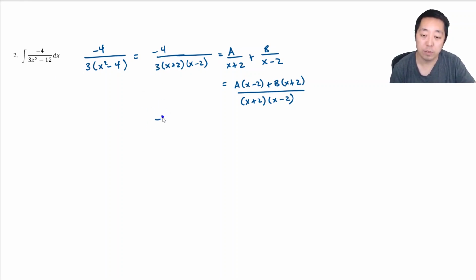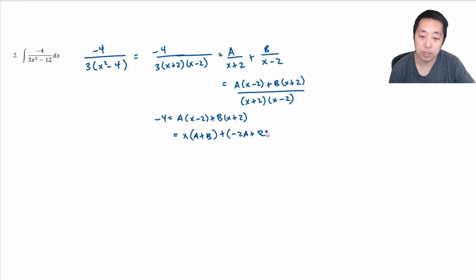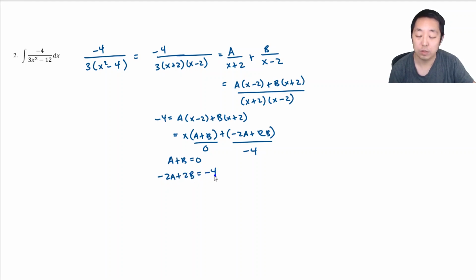So we're going to have -4 is equal to a(x - 2) + b(x + 2). And so if I take out all the terms with x, I'd have a + b here. And then my constant term is going to be -2a + 2b. Now this one has to be 0, and this would have to be -4 in order to make both sides of the equation equal. So I have a + b = 0, and then -2a + 2b = -4.